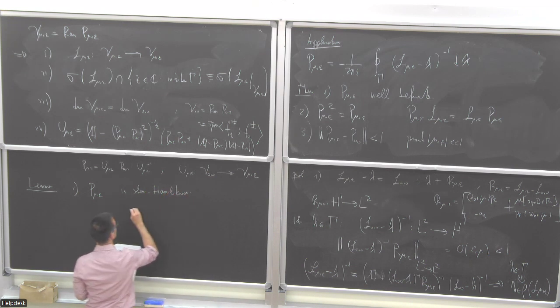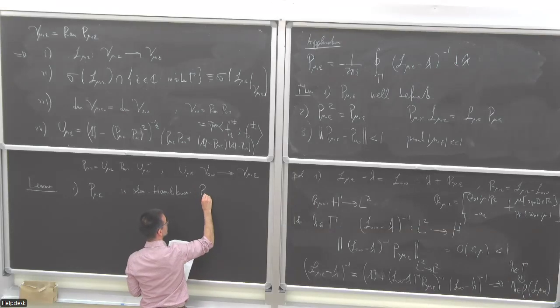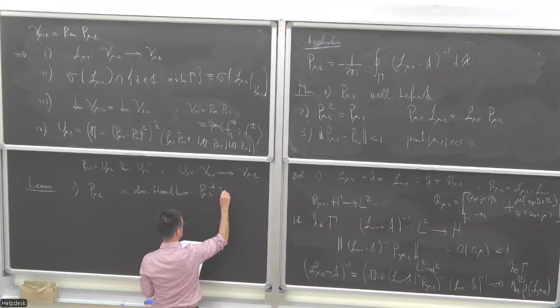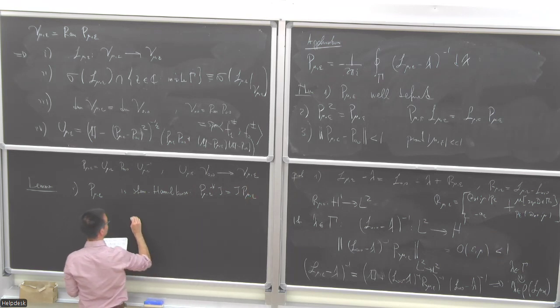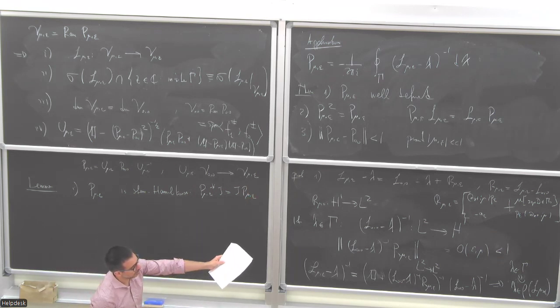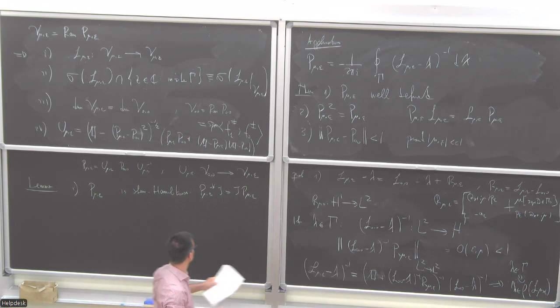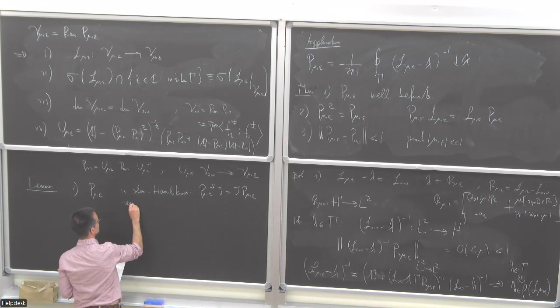Meaning that P mu epsilon star J is equal to J P mu epsilon. And also L mu epsilon is reversible and P mu epsilon is reversibility preserving.